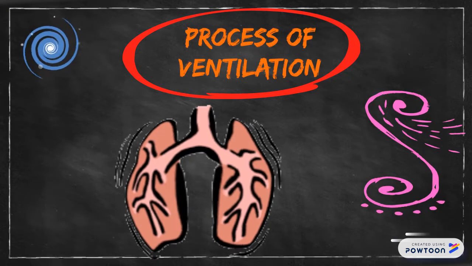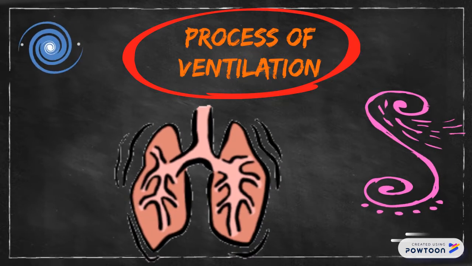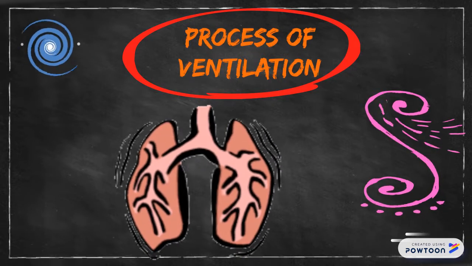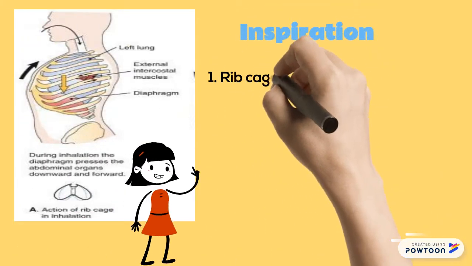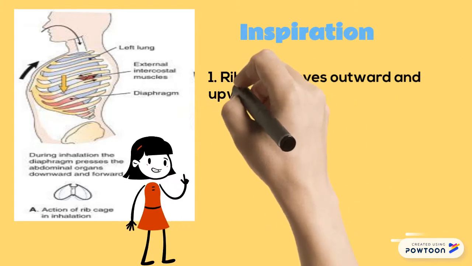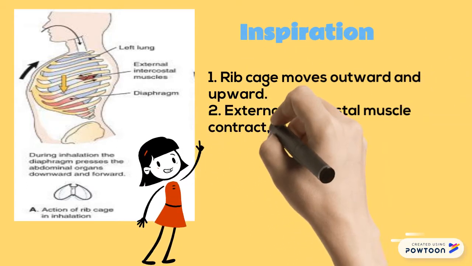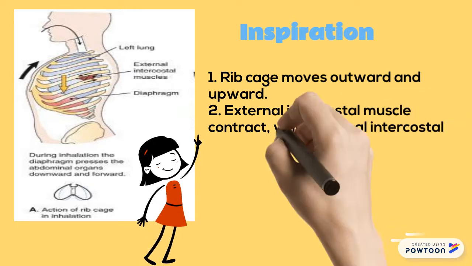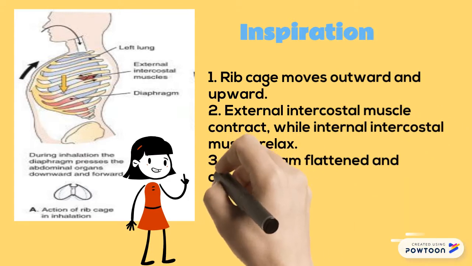Let's start with the process of ventilation. Ventilation involves two processes that are inhalation and exhalation. During inspiration, our ribcage will move outward and upward. The external intercostal muscle will contract, while at the same time, the internal intercostal muscle will relax. The diaphragm will flatten and contract.